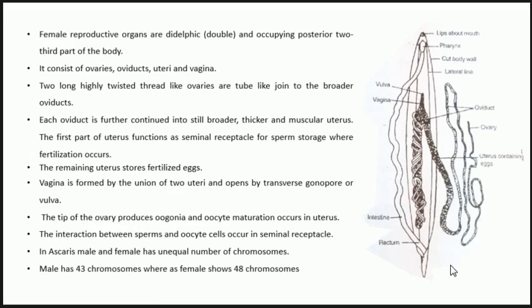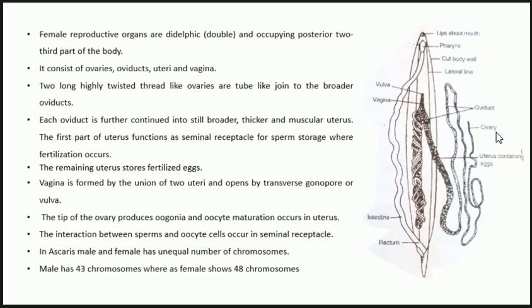Now we will talk about the female reproductive system. The female reproductive organs are diadelphic, meaning double. Remember this word, diadelphic. They occupy the posterior two-thirds of the body. The posterior two-thirds of the body is occupied by this reproductive system. What does it consist of? It consists of ovaries, oviducts, uteri, and vagina.